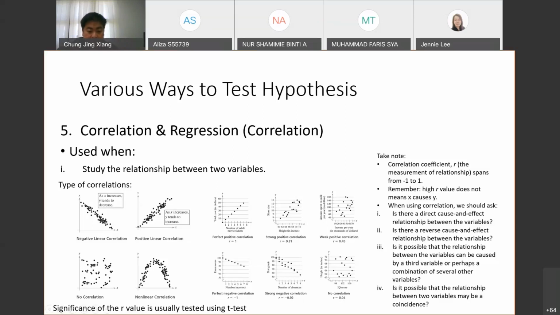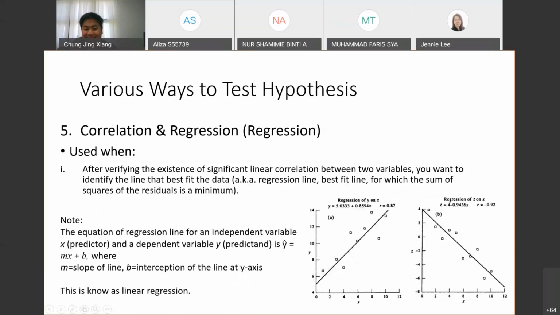Okay, so I'm not ended yet. So when you have correlation, sorry, anything?